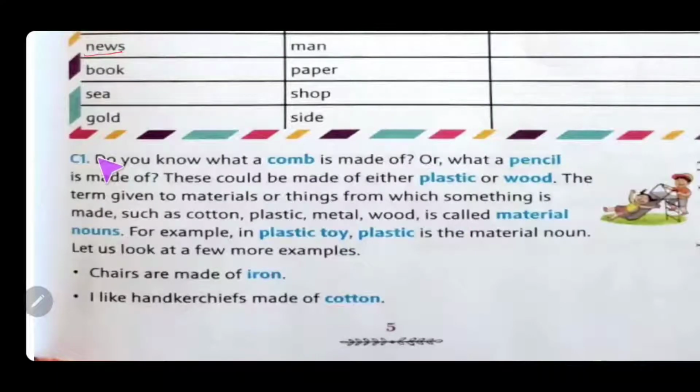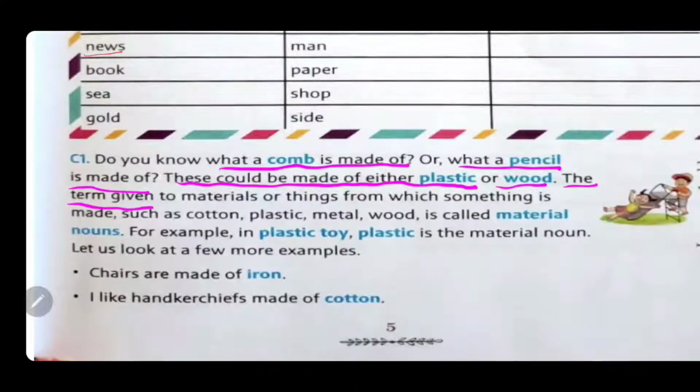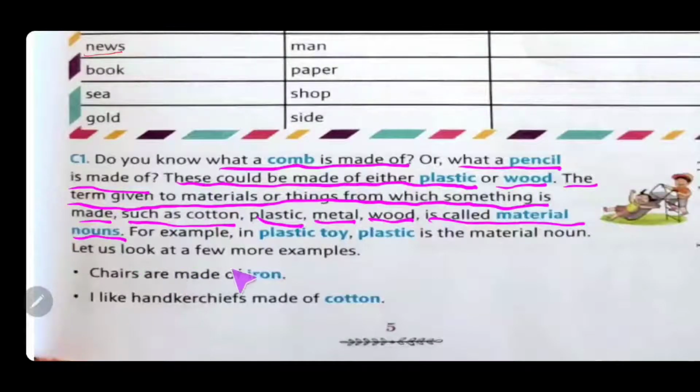Alright, let's move on. Do you know what a comb is made up of? Or what a pencil is made of? These could be made of either plastics or wood. The term given to materials or things from which something is made, such as cotton, plastic, metal, wood, is called material nouns. For example, plastic toy. Plastic is the material noun. Let us look at few more examples.